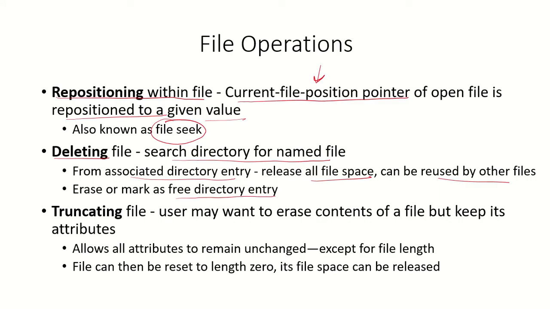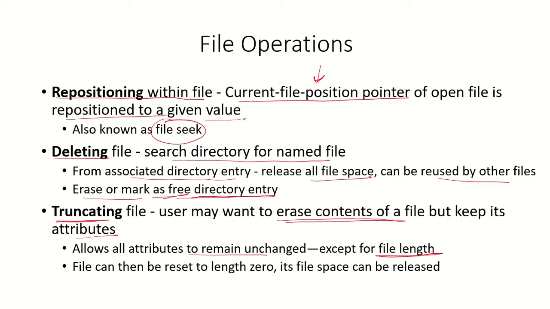Now the directory entry also is erased or marked as free. So the information of this file is now deleted from the directory as well. If the file has to be truncated, that means the user may want to erase the contents of the file but may still want to keep the attributes. So this allows the attributes to remain unchanged except that the file length now becomes 0, because if you have erased the contents, the file length is no longer a positive value.